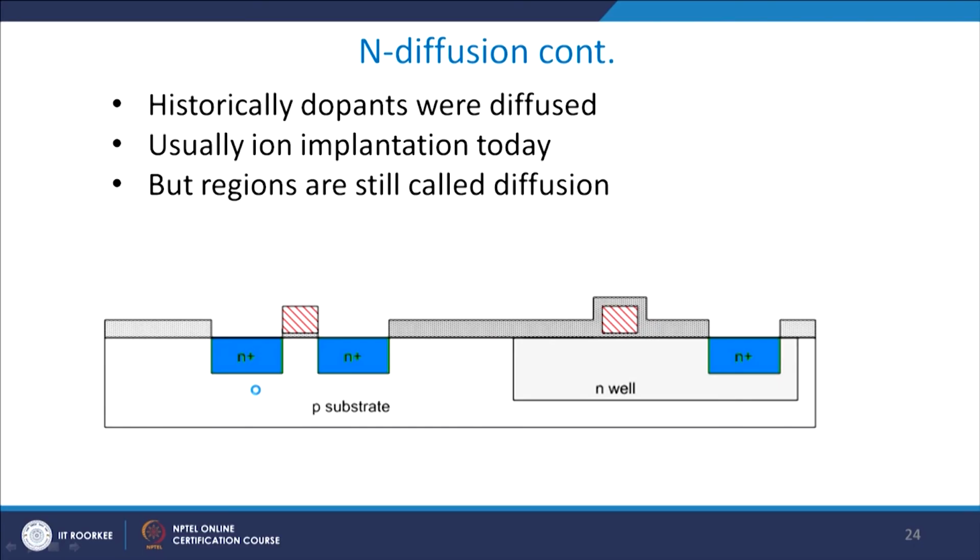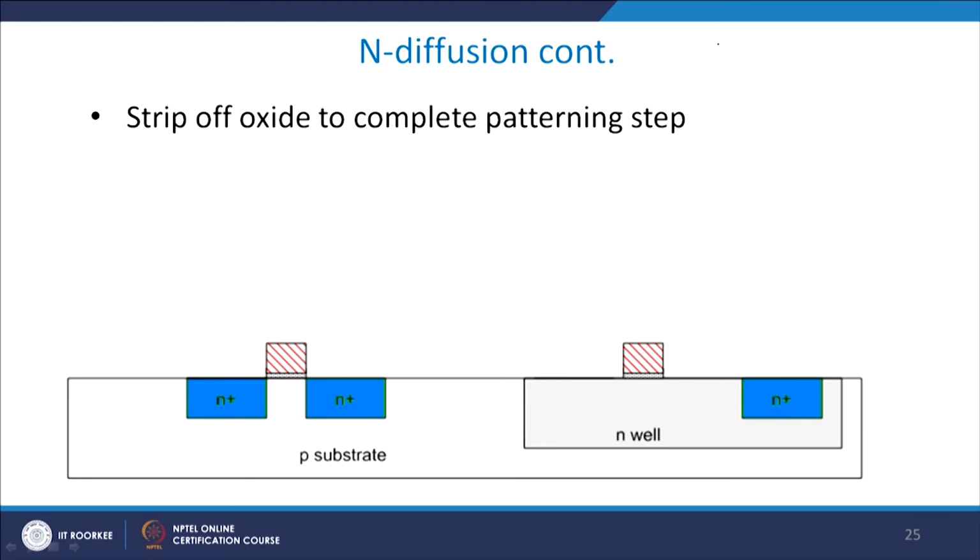After you have diffused it with N type material, you now have an N plus region here, an N plus region here, and an N plus region here already formed, right. Nowadays we use ion implantation to do it, whereas initially we used diffusion, but historically they are still known as diffusion. So, I have an N well here and I have diffusion. This is your diffusion, this is your diffusion, and this is your diffusion generated region.